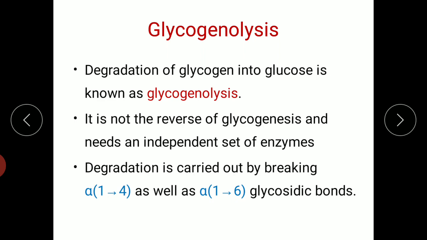This degradation proceeds by cleaving two types of glycosidic bonds. One is alpha 1,4 glycosidic bonds and the other one is alpha 1,6 glycosidic bonds. 1,4 bonds are used to join glucose molecules linearly in a chain, and 1,6 bonds are used for branching in the glycogen molecule.